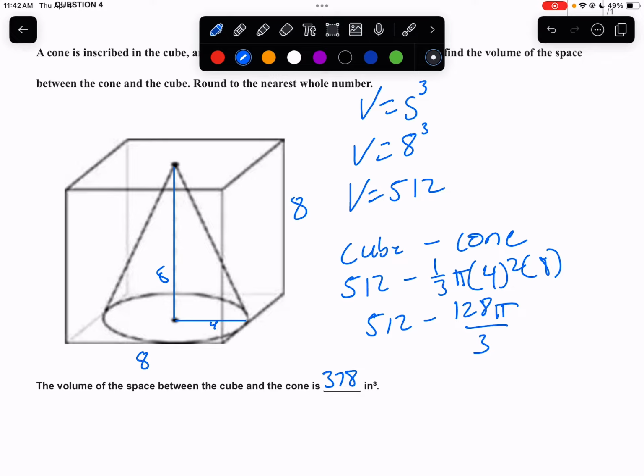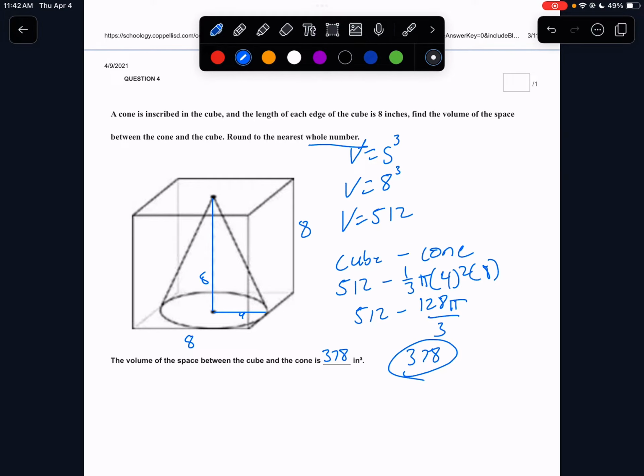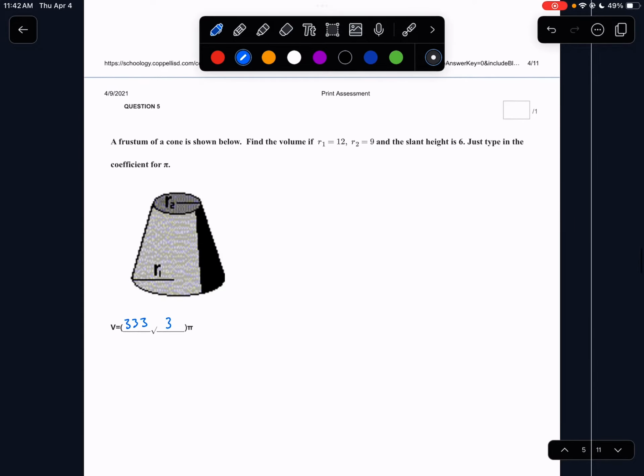But they want us to round to the nearest whole number. So 512 minus 128 over 3 times pi is 378 if you round it. Got it. Perfect. All right, we got a frustum problem.